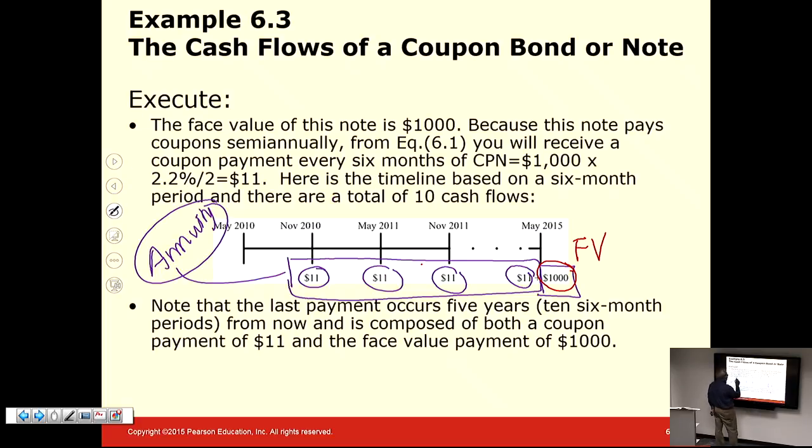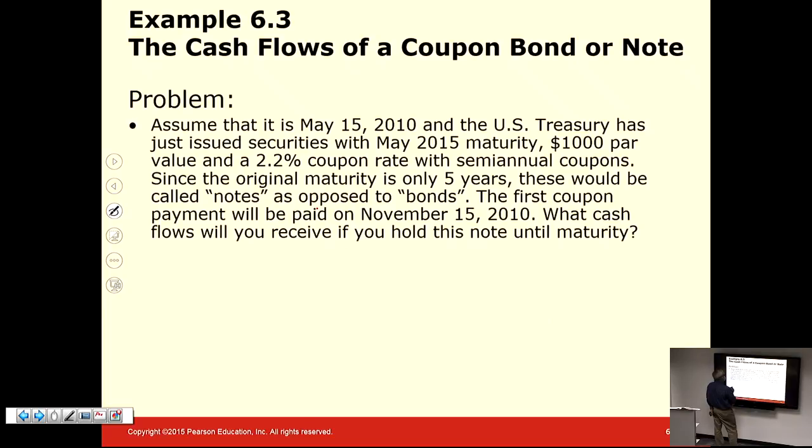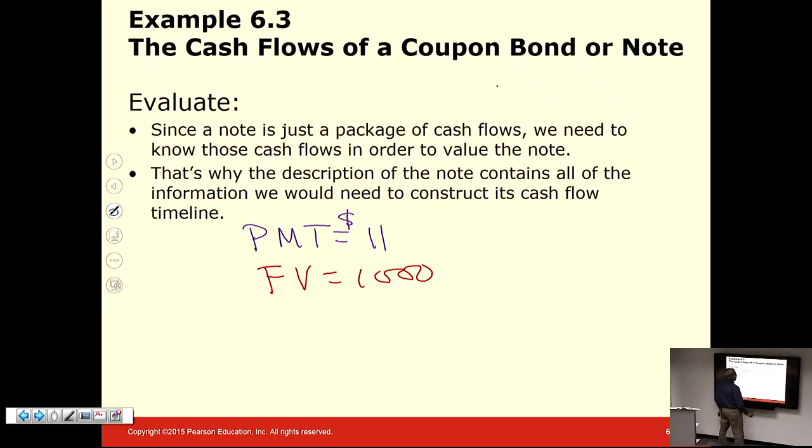How many periods do I have between today and maturity? Today is 2010 and it matures in May 2015. So that means there are 5 years to maturity. If there are 5 years to maturity, there are a total of 10 cash flows to maturity: 5 years, 2 payments per year. So it's 5 years multiplied by 2, which is 10 payments.